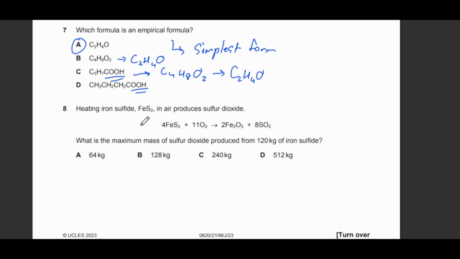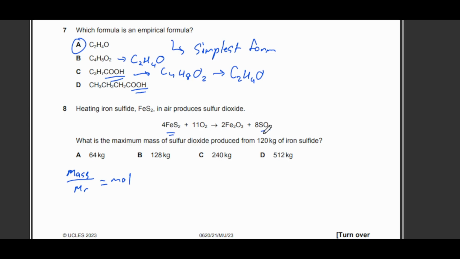Question 8. Heating iron sulfide, FeS2, in air produces sulfur dioxide. What is the maximum mass of sulfur dioxide produced from 120 kilograms of iron sulfide? Okay, so for this, you need to remember one formula. Mass over the Mr is the mole. Okay, so you want to get from FeS2 to sulfur dioxide, right?